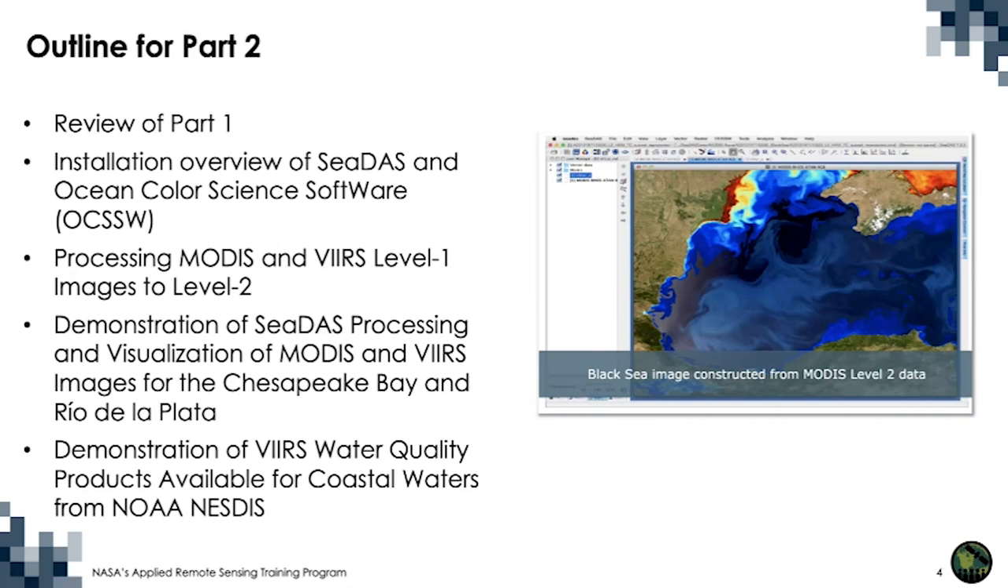Outline for today is as follows. We will first have a brief review of part 1. Then we will have an overview of installation of SeaDAS and Ocean Color Science Software, or OCSSW. We will then see how to process MODIS and VIIRS level 1 images to level 2. We will have a demonstration of SeaDAS processing and visualization of MODIS and VIIRS images for the Chesapeake Bay and Rio de la Plata. We will use MODIS and VIIRS images that we downloaded in the previous session. And we'll have finally a demonstration of VIIRS water quality products in coastal waters from NOAA.